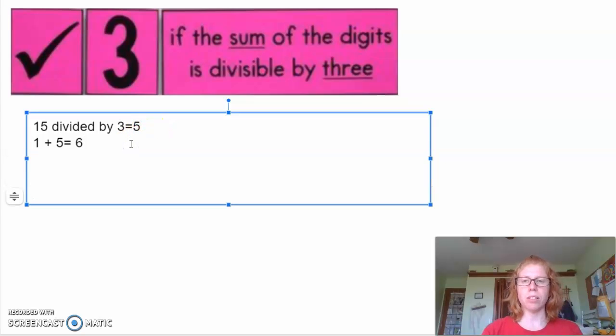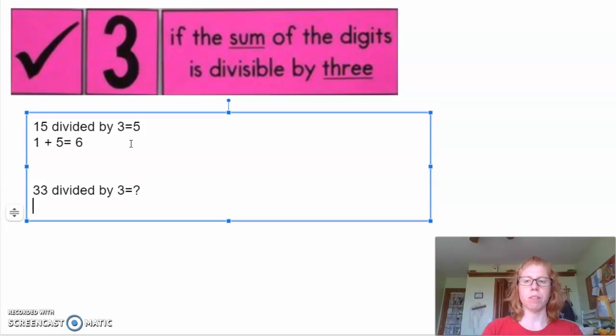Okay, so let's do another one. Let's pick the number 33. 33 divided by 3 equals what? Well, let's look at the digits of 33. 3 plus 3 equals 6, right? That means 33 can be divided by 3 evenly. And then we can turn it around and say 3 times what is 33? Well, 33 divided by 3 is 11.